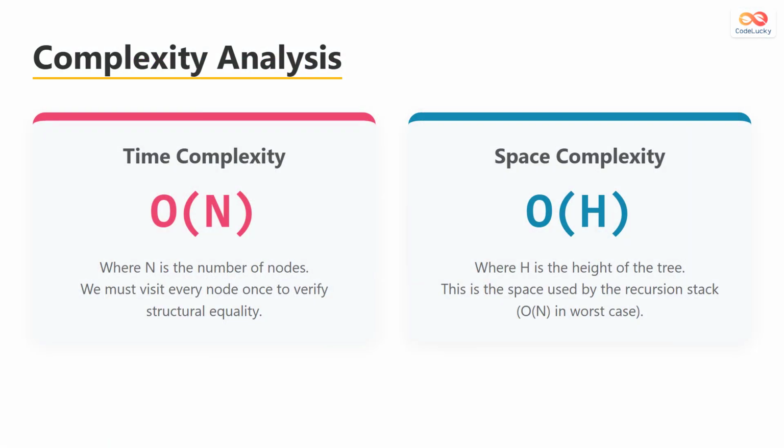Let's analyze the performance. The time complexity is O(n), where n is the number of nodes, because in the worst case, we have to visit every node to confirm they are identical. The space complexity is O(h), where h is the height of the tree, which represents the maximum depth of our recursion stack.